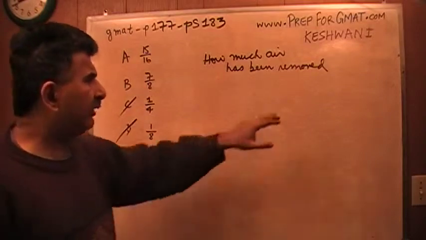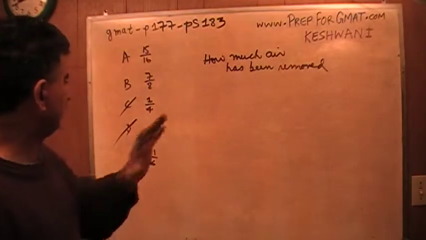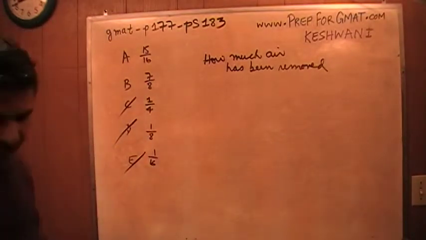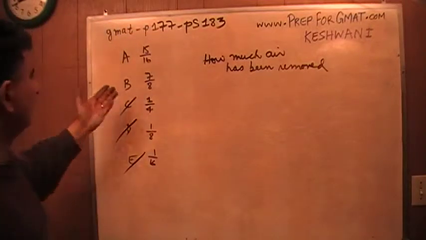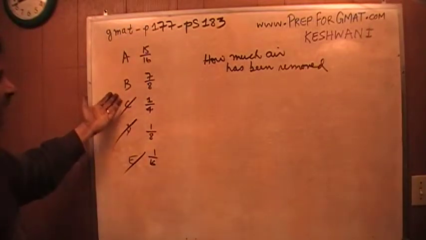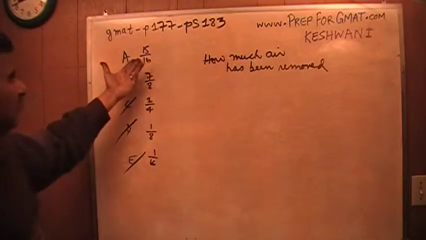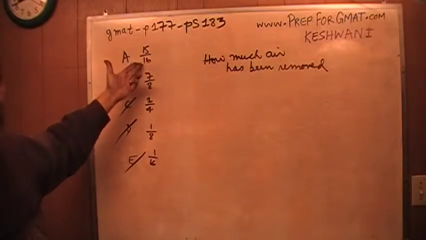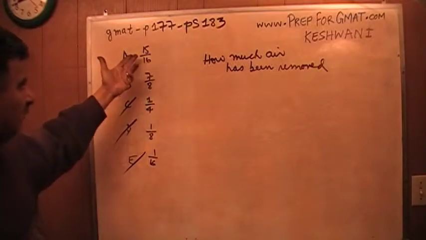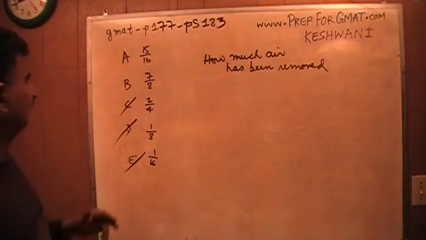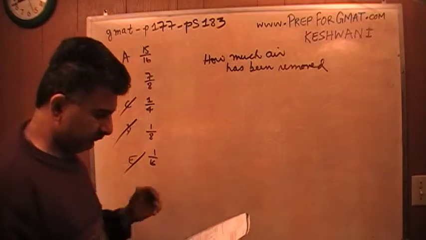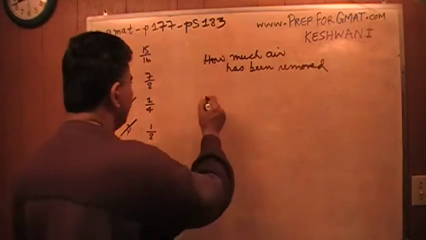Because I got confused between removed and remaining. But anyway, we won't go there. Let's figure out. The answer has to be either A or B. But you can see in both cases how much air has been removed is almost equal to 1, which means by the time you're doing 4 strokes, the tank is almost all empty. And most likely that's the answer. It's either this or that. It's this one actually. We'll see. So here are my 4 strokes.